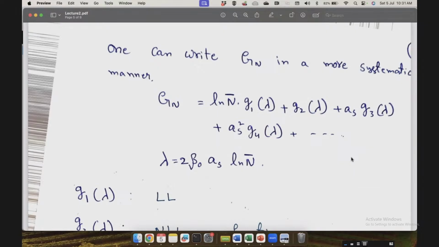Okay, so then you will see exactly only the dominant tower of logarithms at each order in the perturbation theory. Whatever you have seen in the perturbation series at alpha s level, you have log square n. At alpha s square level, you have log power 4n. So exactly only those terms will come into the picture.